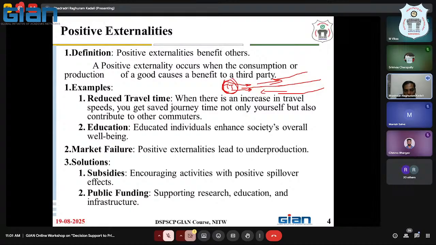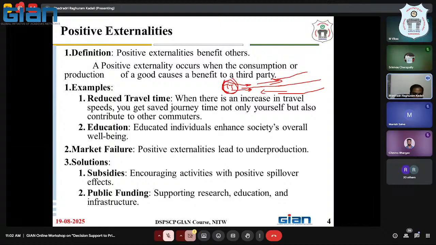So that is the case: when there is an increase in speeds, you save journey time, and not only yourself, it also benefits other commuters, because the reduction of travel time by increasing speeds makes you as well as your fellow travelers happier. In the same way, different examples have been given, but what kind of solutions can be given? Okay, you provide subsidies.